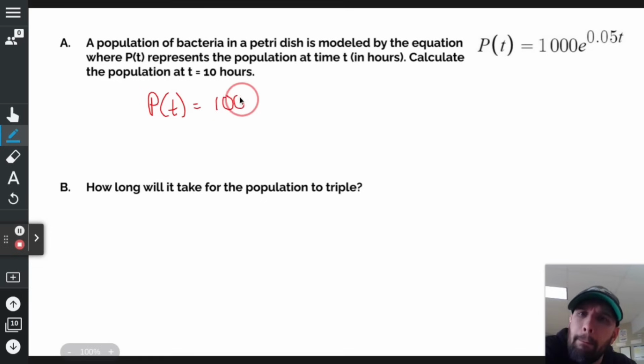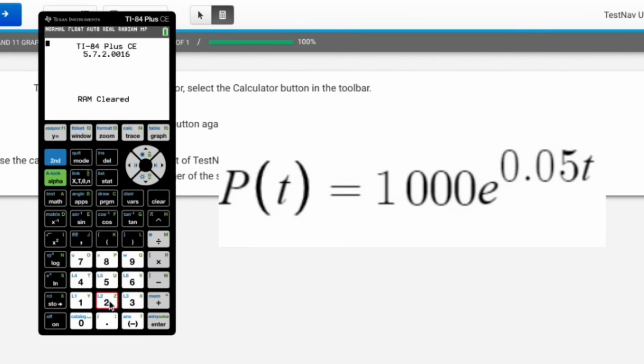1000 e to the 0.05 times t, which is 10. So for this guy, you might remember this looks very similar to the continuously compounded interest formula. And that's basically what this is. This is a continuously compounded change. Okay, it's an exponential function.